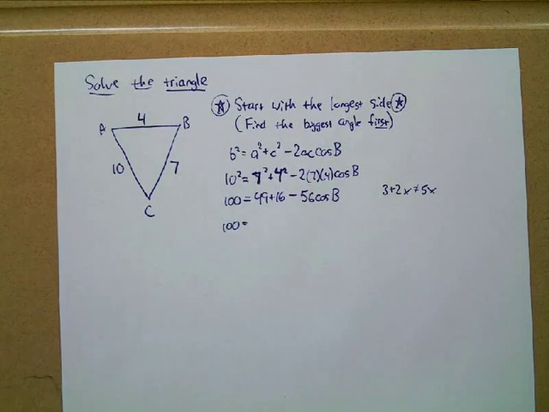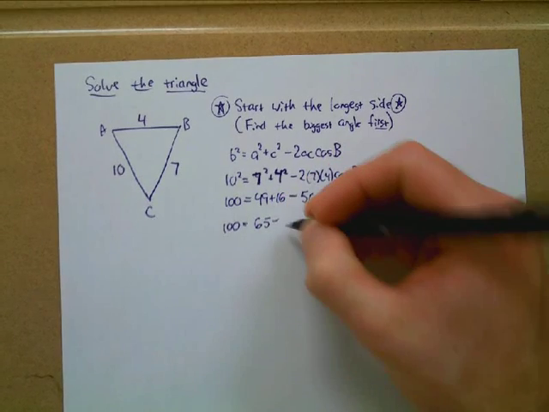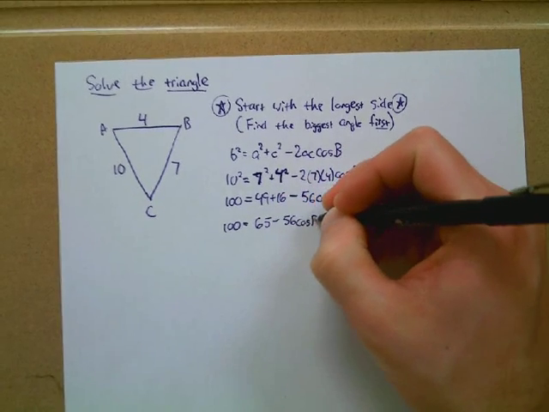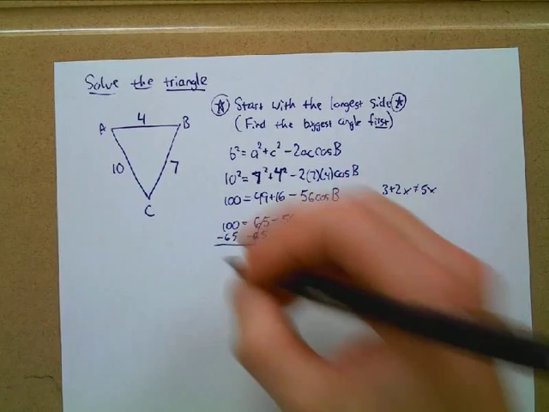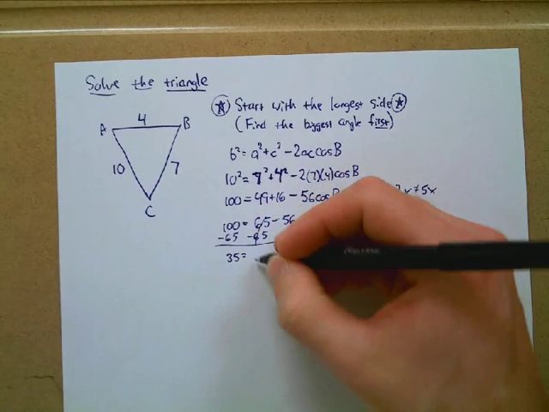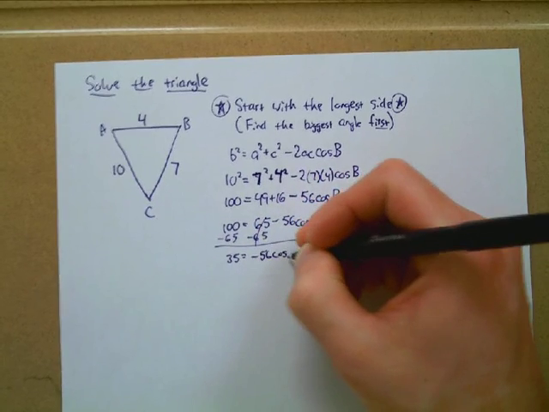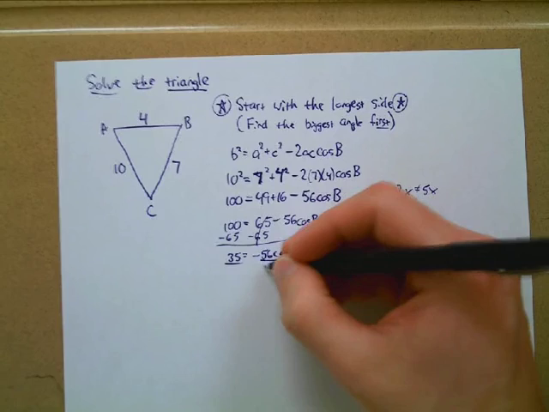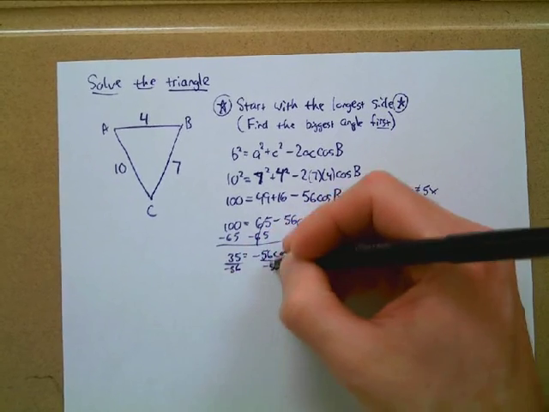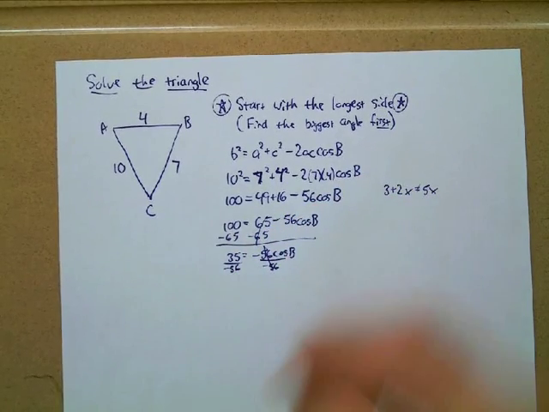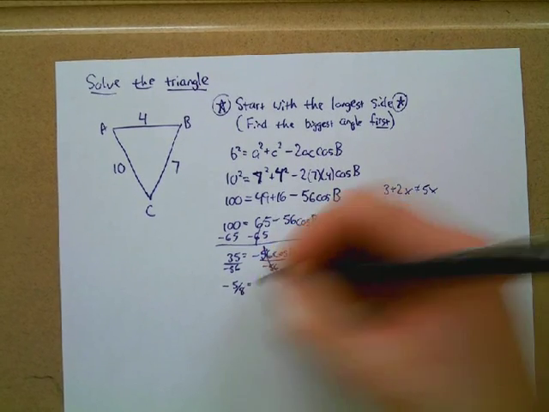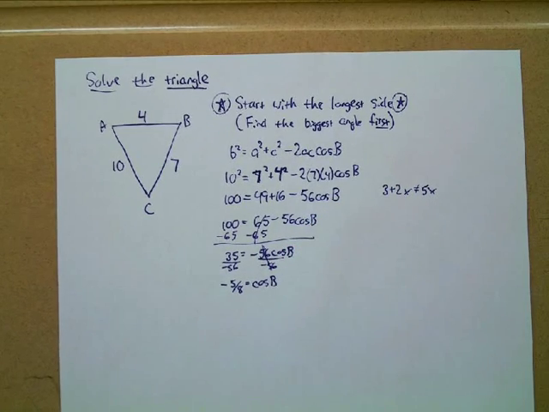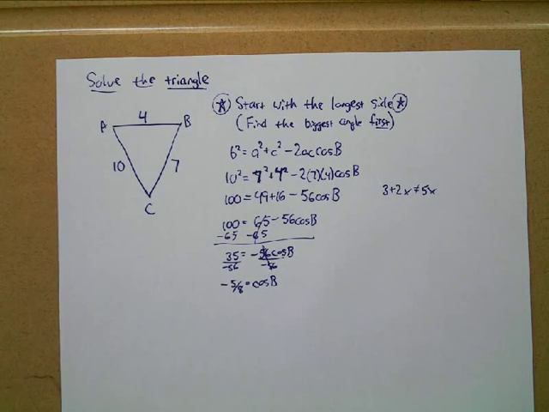Okay, so we're going to subtract the 65 from both sides first. All right, I'm going to really spell it out here, which gives us 35 equals negative 56 cosine B, and then divide both sides by that negative 56. And we get negative 5/8 actually, cosine B. And so we finally then do cosine inverse of that, and we get angle B is approximately 128.682 degrees.